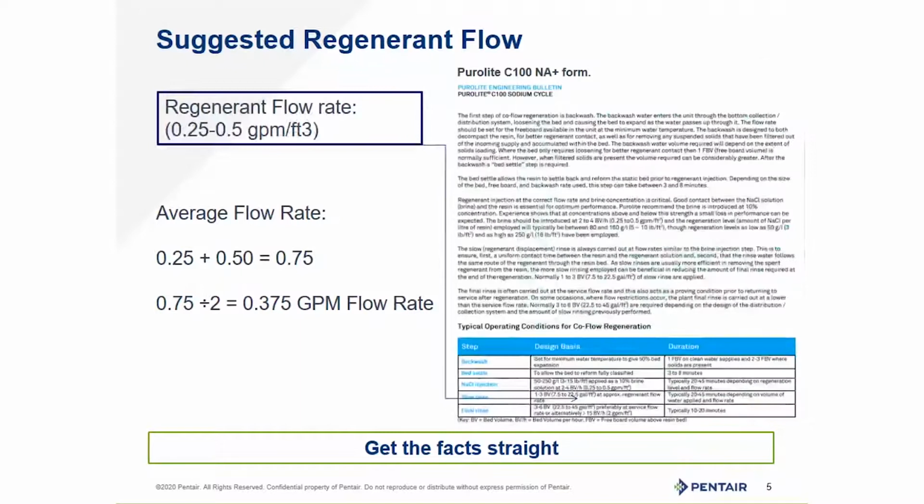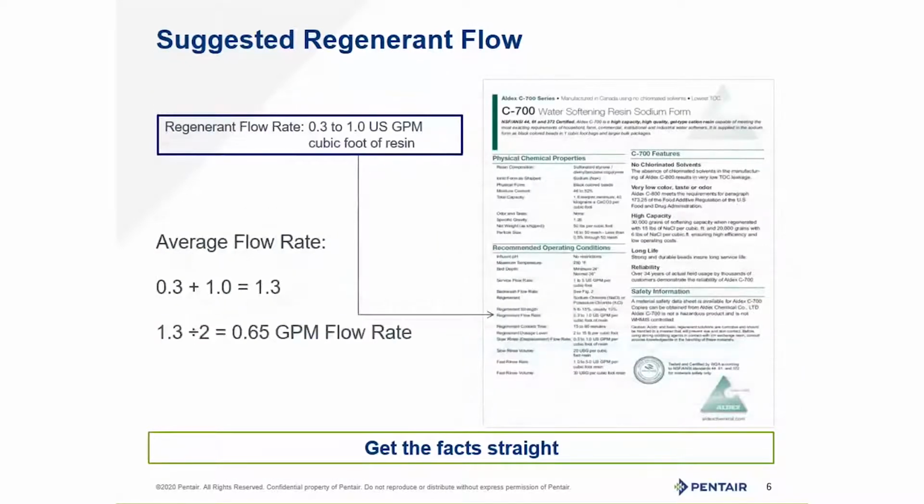Now, if we take a look at another resin OEM's spec sheet, very similar requirements, very similar resins and the requirement of regenerant flow. Now, another manufacturer, very different recommendations, from 0.3 to 1 GPM. This is a 0.65 GPM flow rate that we're going to shoot for right in the middle to keep this resin happy.